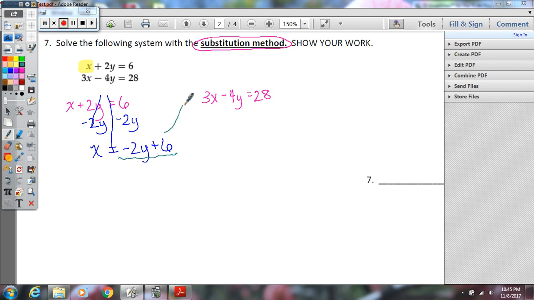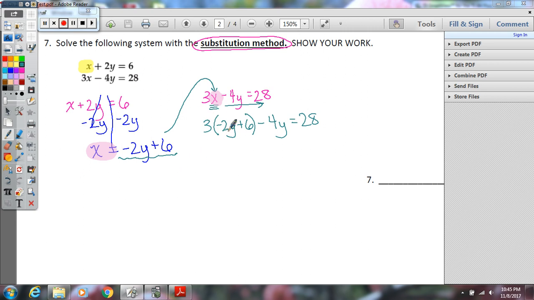I know that x is equal to that negative 2y plus 6. So I'm going to bring all that information over and I'm going to plug it in for x. Well, why did I choose to put it in for the x? Because over here on the other side, didn't we have x is equal to? So that's why the x is coming out and all the information is getting put into its spot. So now I have 3 parentheses. Now I'm bringing over the negative 2y plus 6. And then I'm going to continue on with the rest of the question. Minus 4y equals 28.